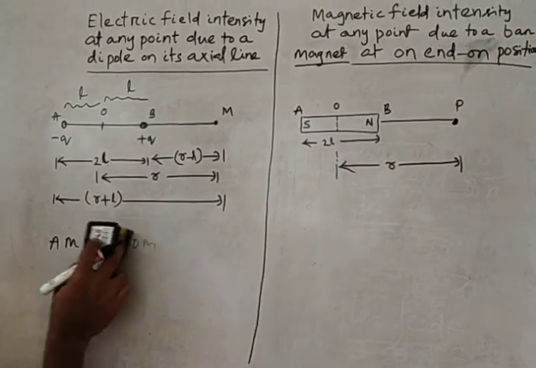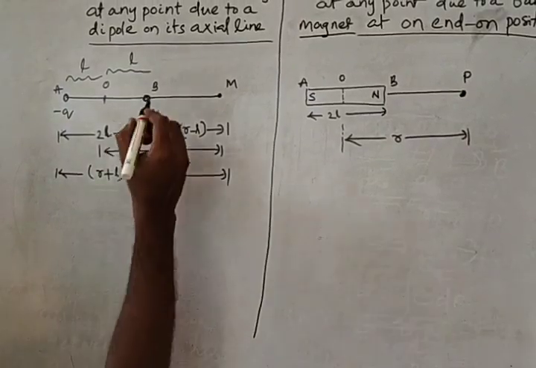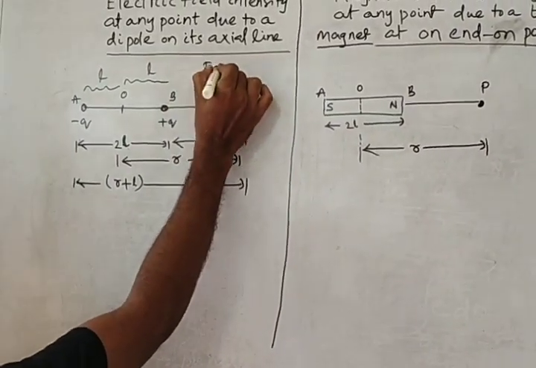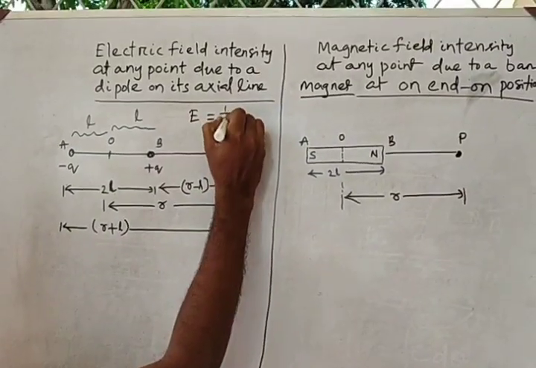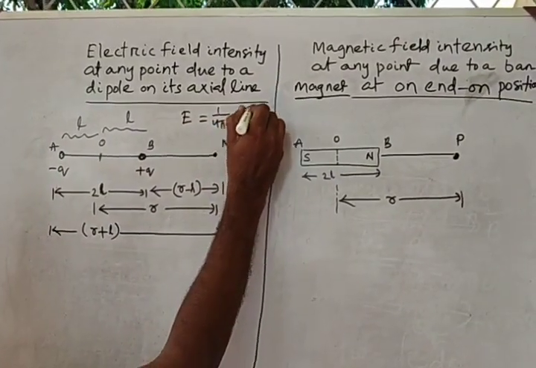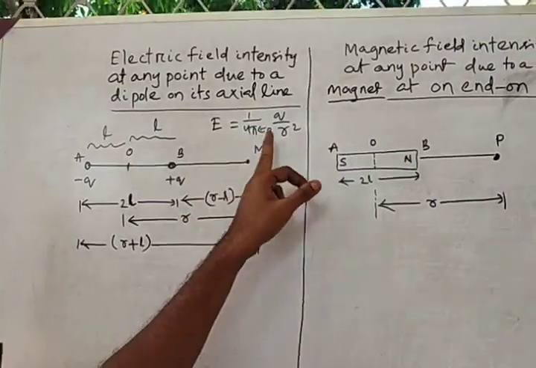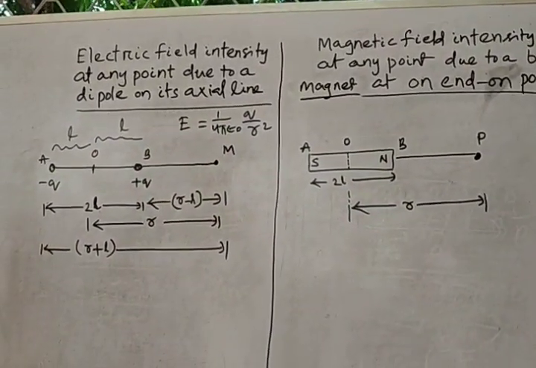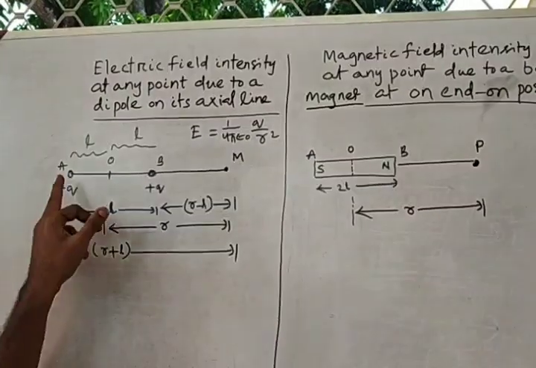So now you're thorough. Why am I finding the distance? Because I am going to use this formula. Electric field intensity due to a point charge at any point is given as 1 by 4 pi epsilon 0 Q by R square. I am going to use this formula. That's why I have to find the distance of this point M from both the charges.